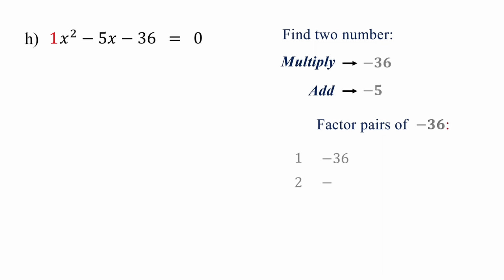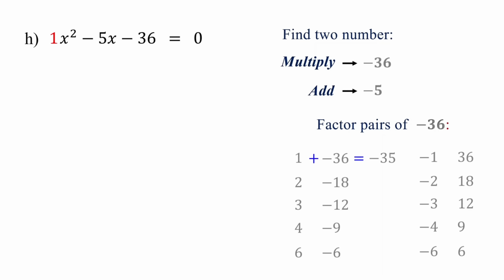36. 2 and negative 18. 3 and negative 12. 4 and negative 9, 6 and negative 6. By changing the sign of these factor pairs, you can obtain the other half of the factor pairs. Now, you have a list of all pairs that multiply to give negative 36. Next, figure out which pair adds up to negative 5. Simply add the pairs to find out which one it is.